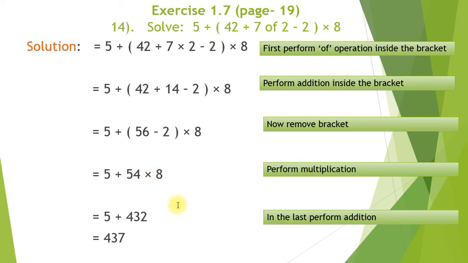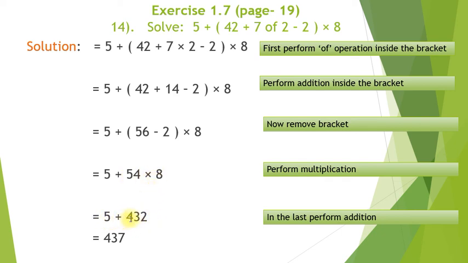Now in our BODMAS rule, we have solved up to the bracket. Now we have three values: 5 plus 54 multiplied by 8. Here we do not have of operation, no division, but we will do multiplication. M for multiplication: 54 multiplied by 8. As you know, the table of 54 is not easy to learn. So what you have to do is write 54 on the rough side and multiply it by 8, and we get 432.